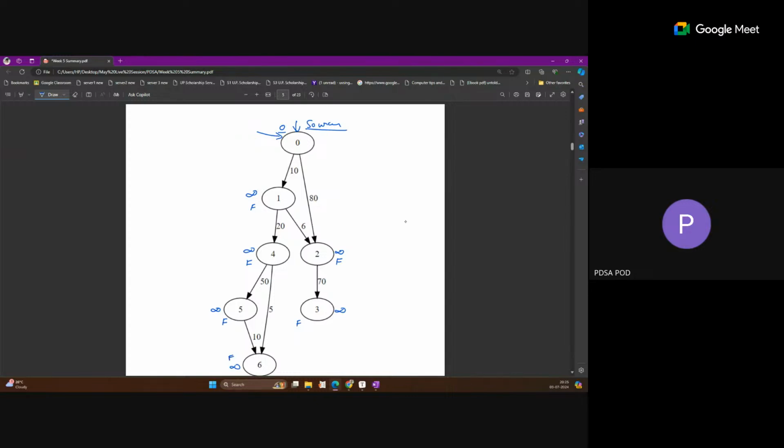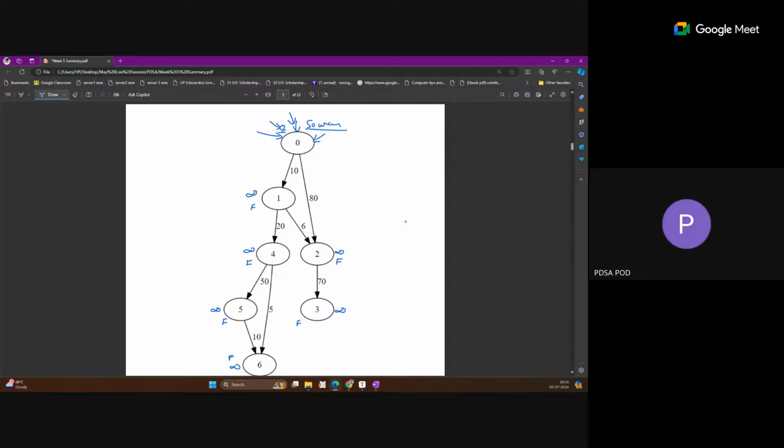After that, we start the process. You can see we have initialized the distance from the source: 0 for the source, and the remaining are infinite. First we consider which vertex has the minimum distance from the source among all these. You can see this vertex has the minimum, 0, and all remaining are infinite. So we select this vertex.